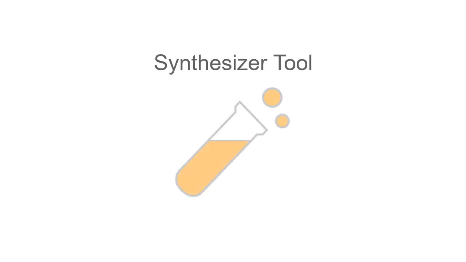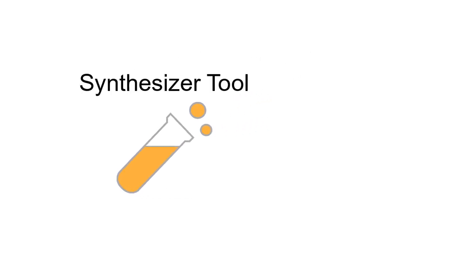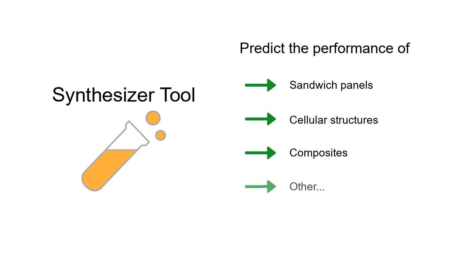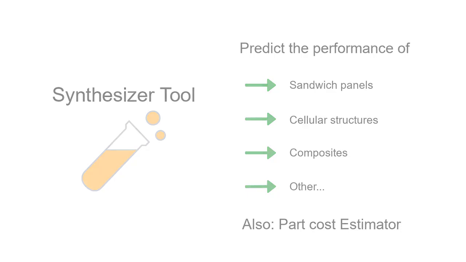In this video tutorial, we will take a look at the Synthesizer Tool. The Synthesizer Tool helps predict the performance of sandwich panels, cellular structures, composites, as well as other hybrid materials, and to compare those with standard materials. The tool also includes a part cost estimator, which is explained in another video tutorial. Note that this video builds on previous video tutorials about creating charts and custom subsets.